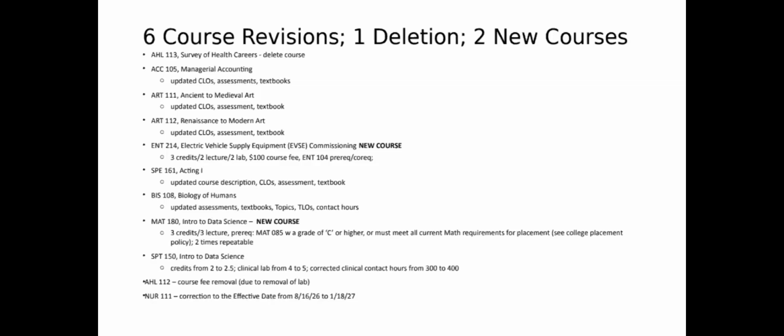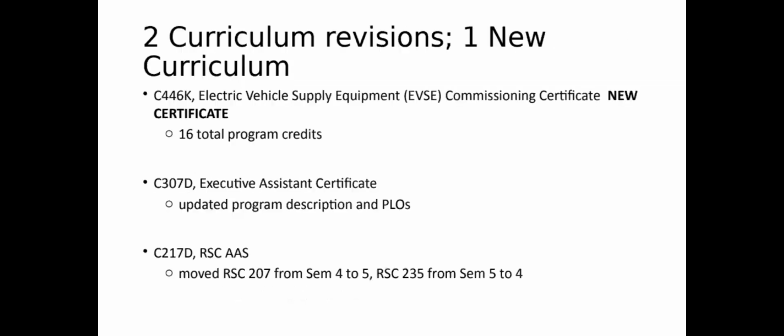Can I have a motion to approve item 26-94 and 26-95, which is a course revision, ACC 105, managerial accounting, and C307D, a curriculum revision of executive assistant? So moved. Second. Thank you. Dr. Griffin, are you here to present? Yes. ACC 105 is on this screen, and then on this screen here we have C307D.